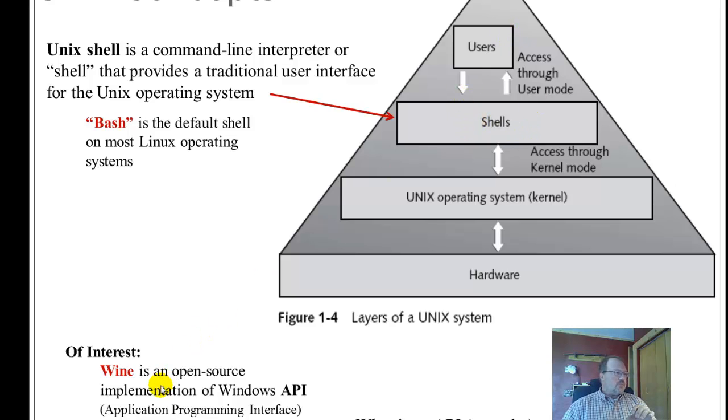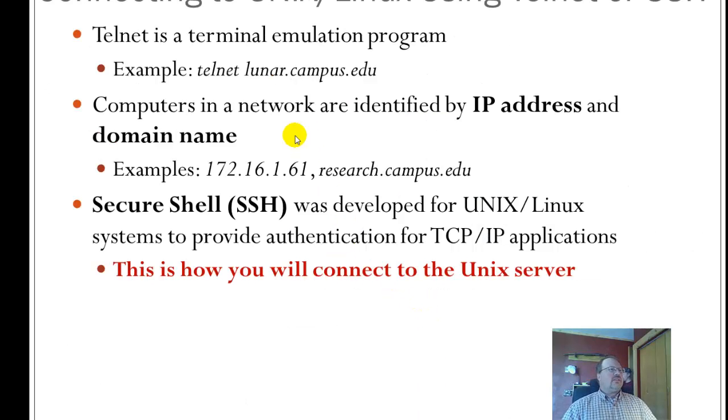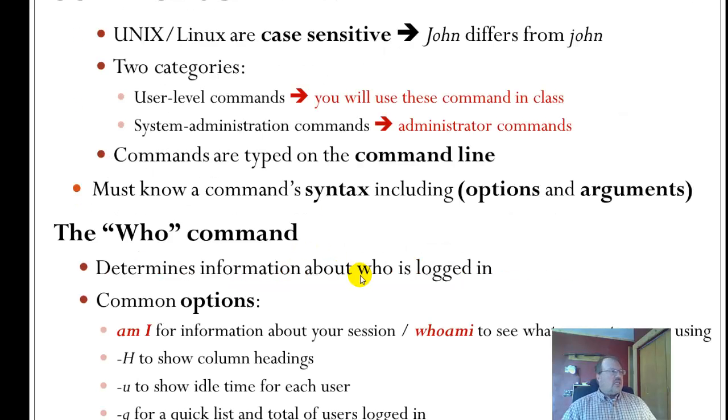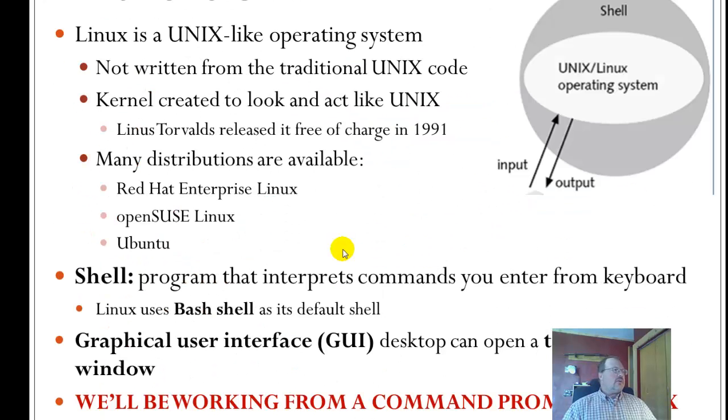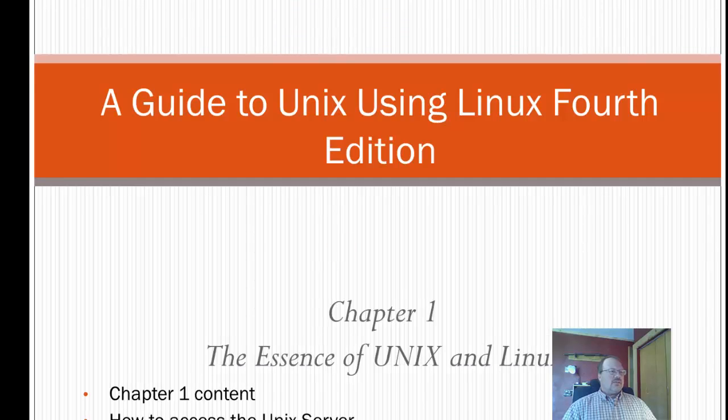Now, Wine is an open source implementation of the Windows API for Linux and enables you to run Windows programs on Linux. I haven't actually run that yet, but here's a short video you could use to check that out. And then connecting to Linux using Telnet or SSH. We've gone through that in a previous video, but basically you go to the IP address or IP name and select SSH, and that's how your computer will connect to the Unix server. At this point, I'll start creating a separate video about the command set. That's a little bit about Linux in a nutshell.